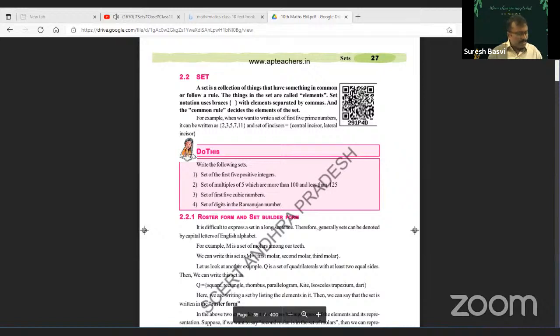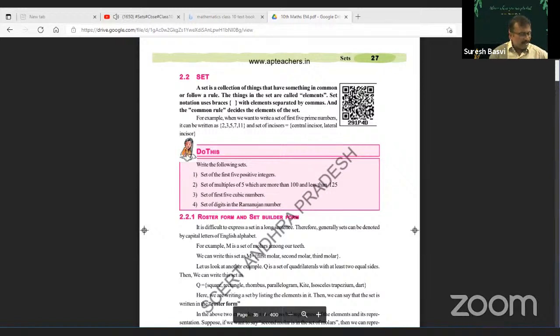Set of first 5 cubic numbers. Already Hari Sai has written that. Very good, including flower brackets. 1 cubed is equal to 1, 2 cubed is equal to 8, 3 cubed is equal to 27, 4 cubed is equal to 64, 5 cubed is equal to 125.